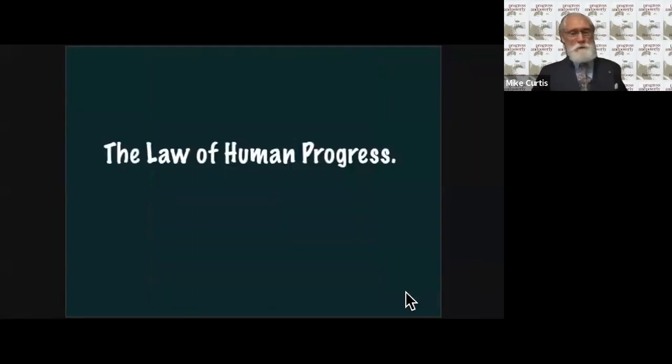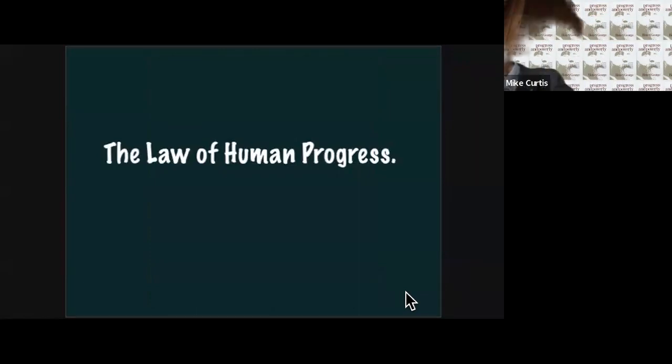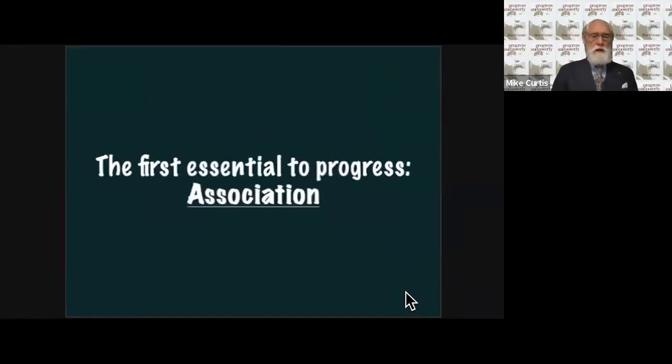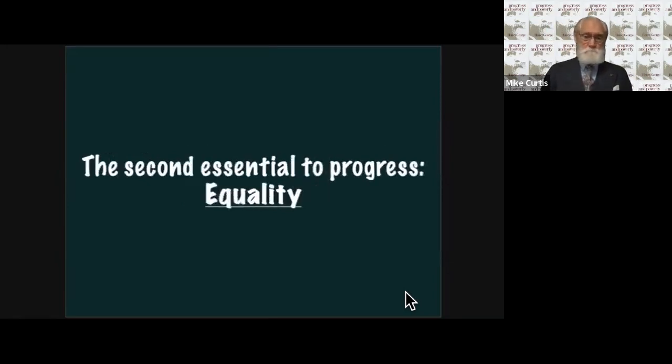The law of human progress explains why past civilizations arose and decayed, and which social adjustments tend to advance and which tend to retard civilization. The first essential to progress is association. It permits the division of labor with greater productivity and frees mental power for higher pursuits.